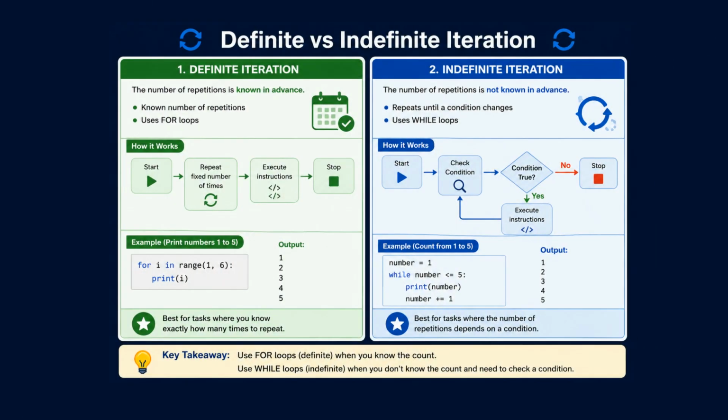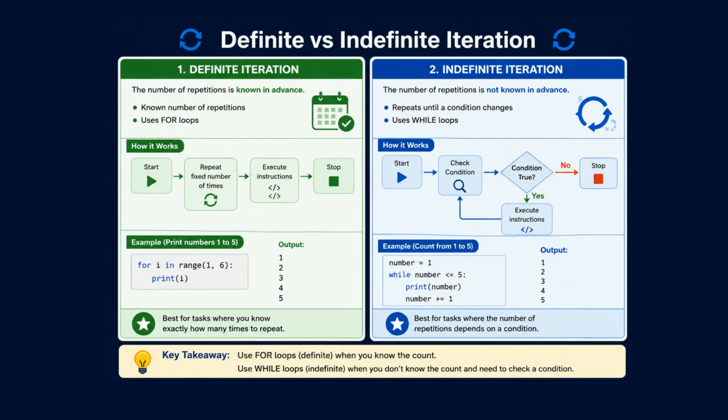Both types of iteration are used to repeat instructions, but they work in different ways. Let's begin with definite iteration. Definite iteration is used when the number of repetitions is already known in advance. Programs usually use for loops for this type of iteration. For example, if we want to print numbers from 1 to 5, the loop repeats exactly 5 times and then stops automatically.